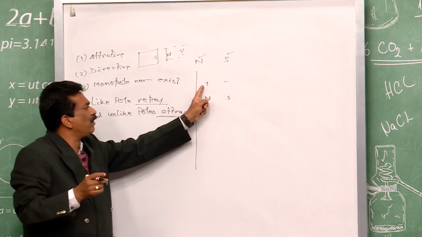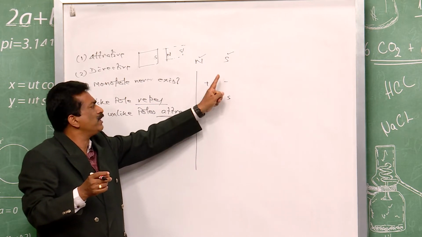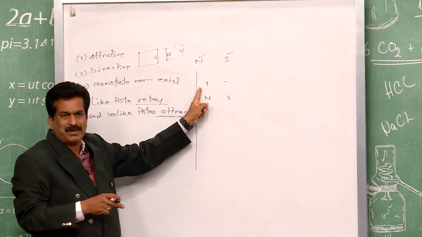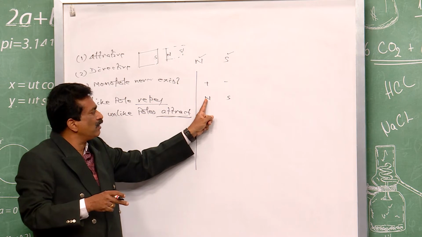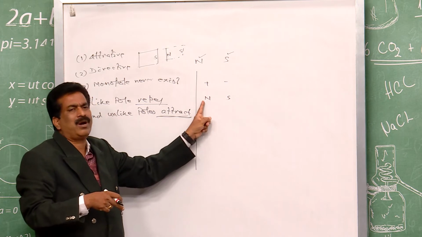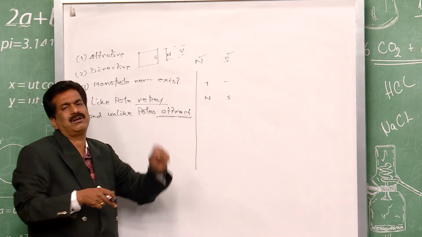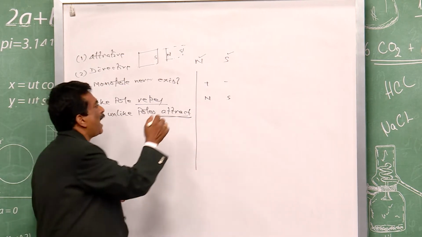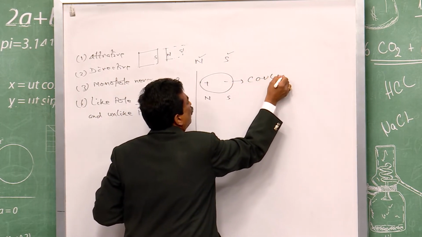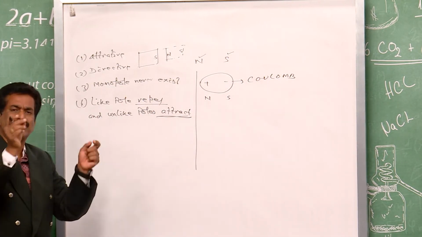So between the plus charge and the minus charge, or the plus charge with plus charge, or minus charge with minus charge, there is a force of attraction or repulsion. Here also, between the north with the north, the south with the south, or between north and south, there is also a force. And that force for the charges was given by Coulomb, and that is known as Coulomb's law of electrostatics.